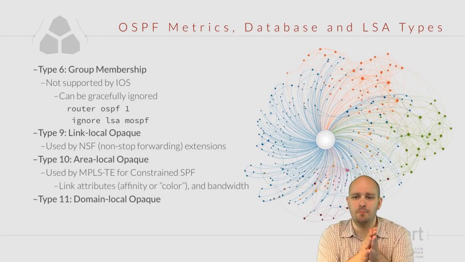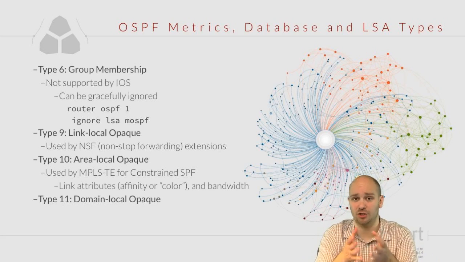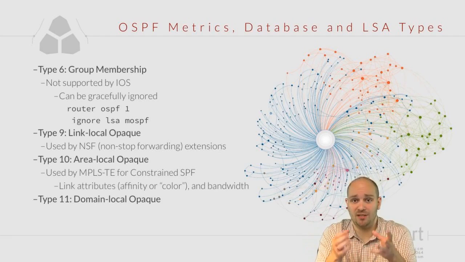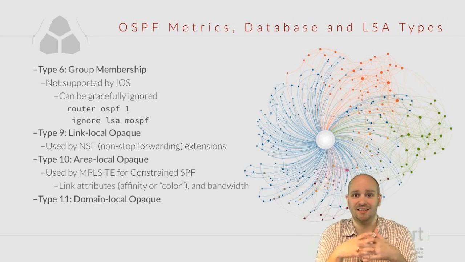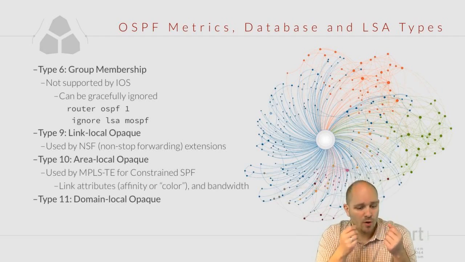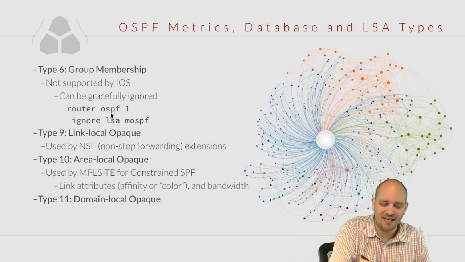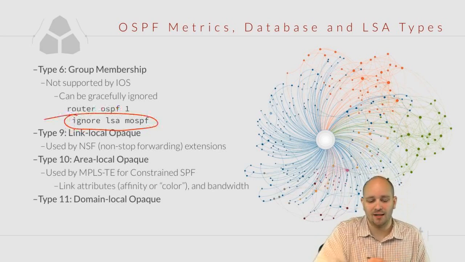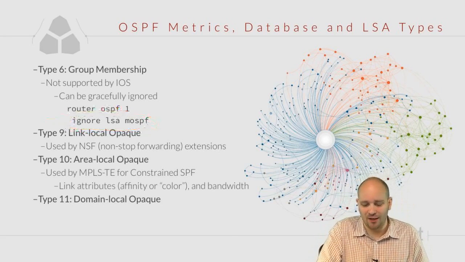Now, what do I mean by it can be gracefully ignored? OSPF is designed in such a way that when routers receive an LSA with an LSA type that they don't understand, that they don't support, the routers are supposed to tear down the adjacency with the neighbor that sent them this malformed LSA. So if we receive a type 6 LSA that IOS doesn't support from, let's say, equipment from some other vendor that does support type 6, we are going to tear down the adjacency. That's not a good thing to do. So IOS does allow us to gracefully ignore type 6 LSAs. And this is the only thing you can do about type 6 LSAs in IOS.